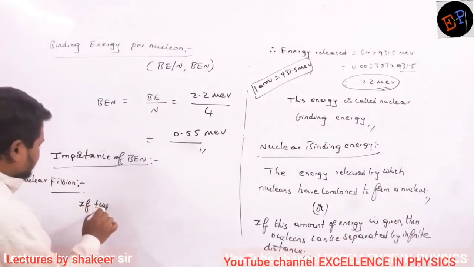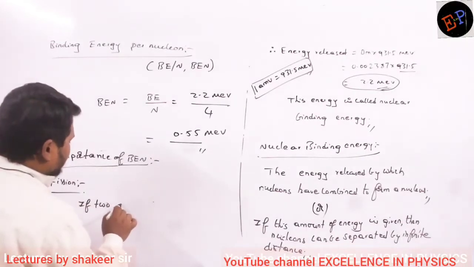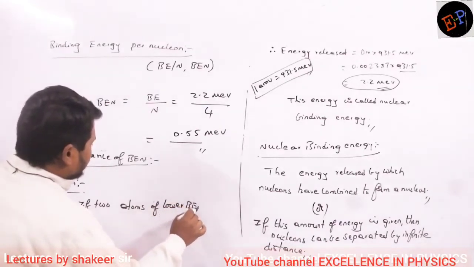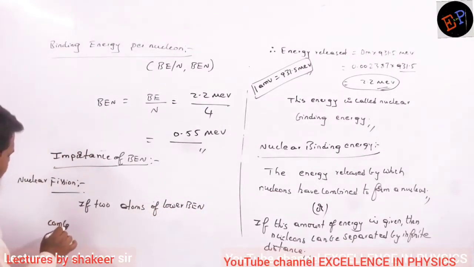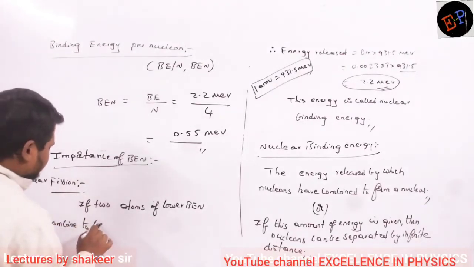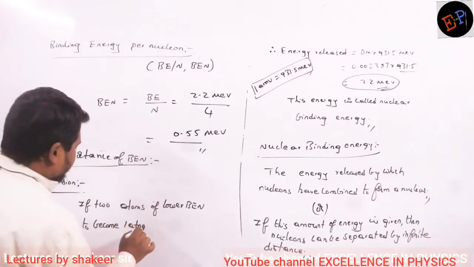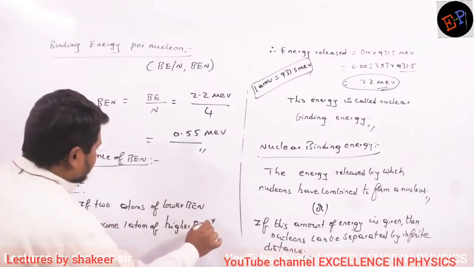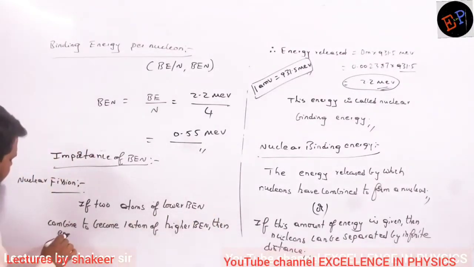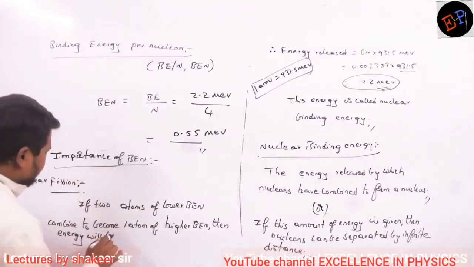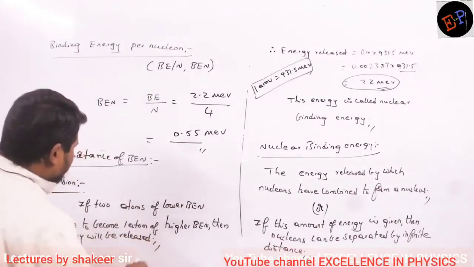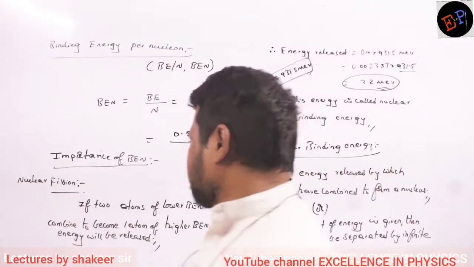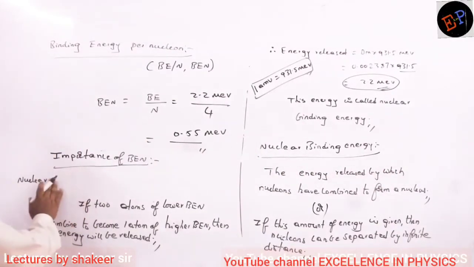If two atoms of lower BEN combine to become one atom of higher BEN, okay? Then energy will be released. Okay, and this process is called as nuclear fission. I said this is fusion, nuclear fusion.